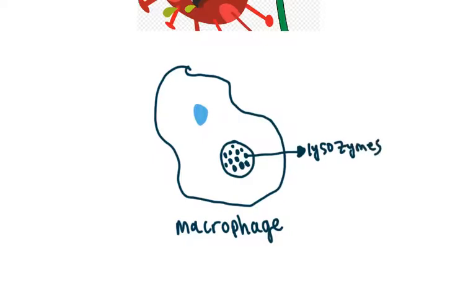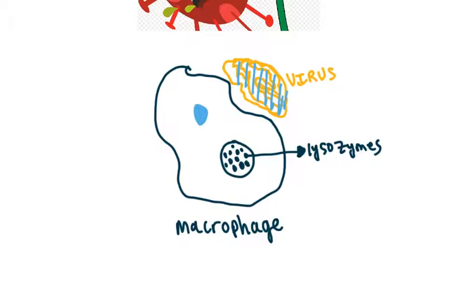If we see a virus floating around, let me just draw a huge blob, and let's say this represents our virus. If our macrophage sees it, it'll try to phagocytose it. It'll try to suck it in through phagocytosis.